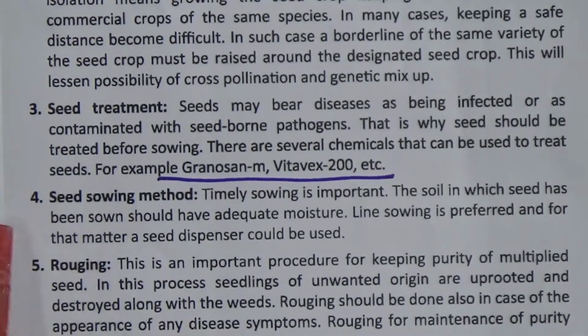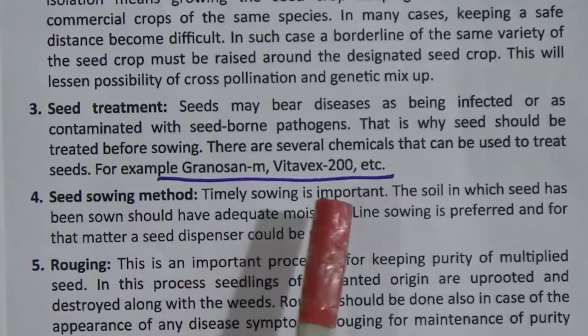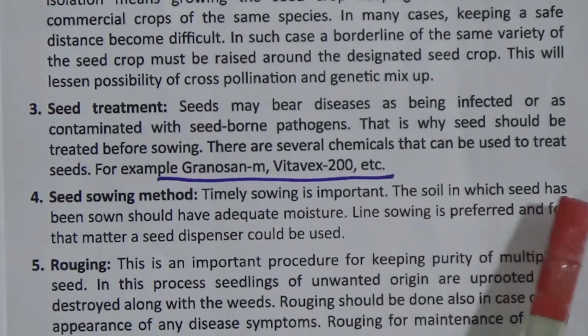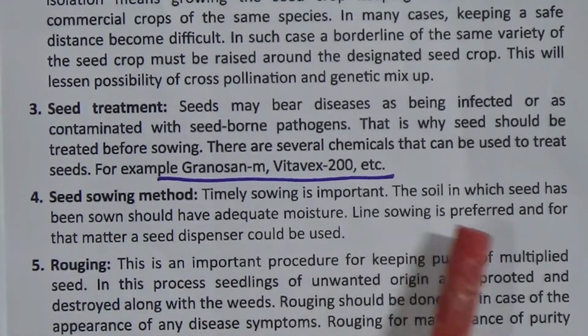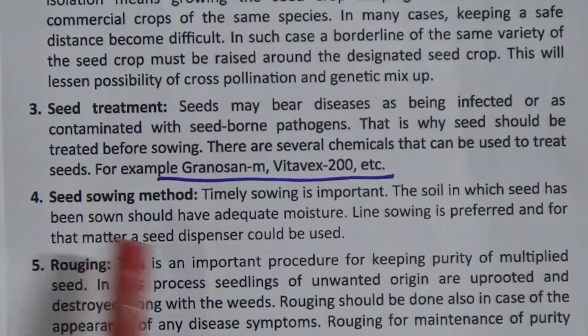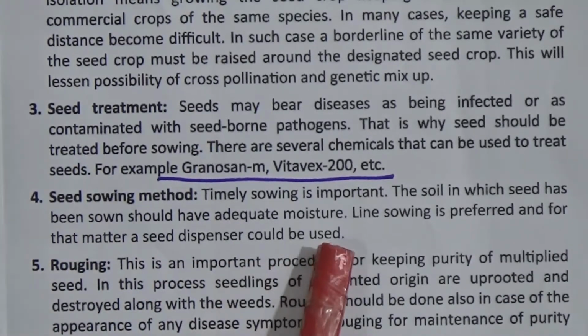Number 4. Seed sowing method. Timely sowing is important. The soil in which seed has been sown should have adequate moisture. Line sowing is preferred, and for that matter a seed dispenser could be used.